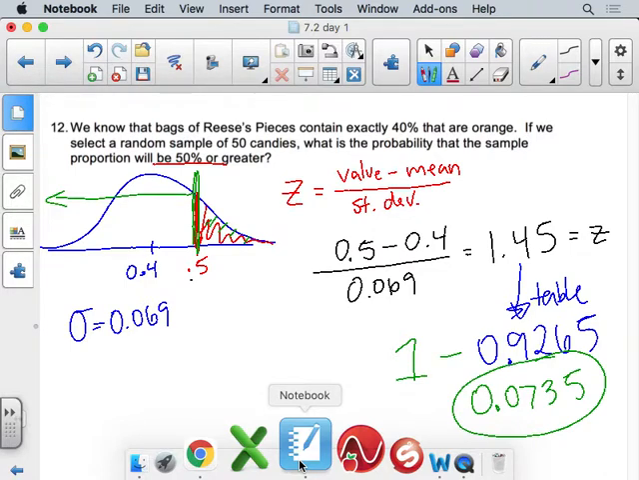Decimal answers are fine, but I know that percentages make a little more sense sometimes. So that just means 7.35% of all possible simulations, if I had a mean of 40%, 7% are bigger than 50% orange. So that's the percent chance of getting that many orange.